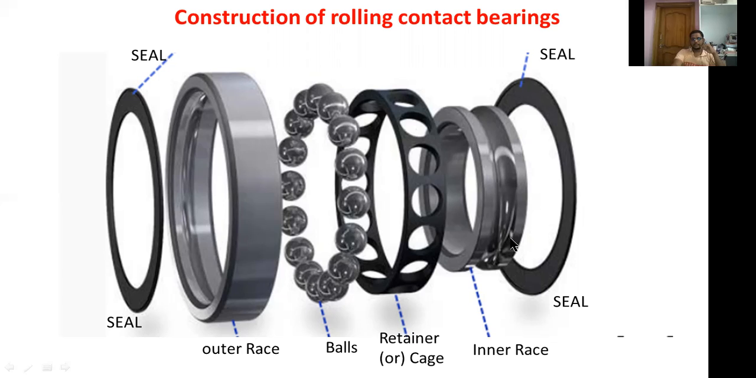Now this one is the inner race. The inner race also has a groove, an external groove. The outer race has an internal groove, and the inner race has an external groove. This groove is also used to support the balls or rolling elements. So these are all the elements considered in rolling contact bearings.